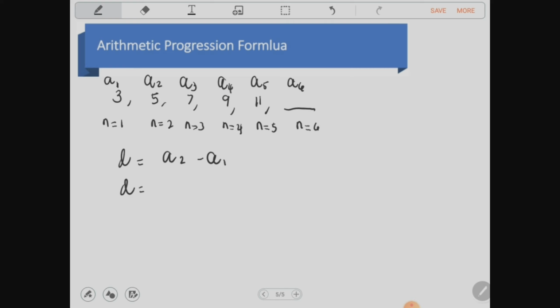So D is equals to A sub 2 minus A sub 1. So our A sub 2 is equals to 5 minus A sub 1 equals to 3. So 5 minus 3 is equals to 2. That is our common difference. So going back to the problem, we are asked to get the A sub 6, the sixth term.